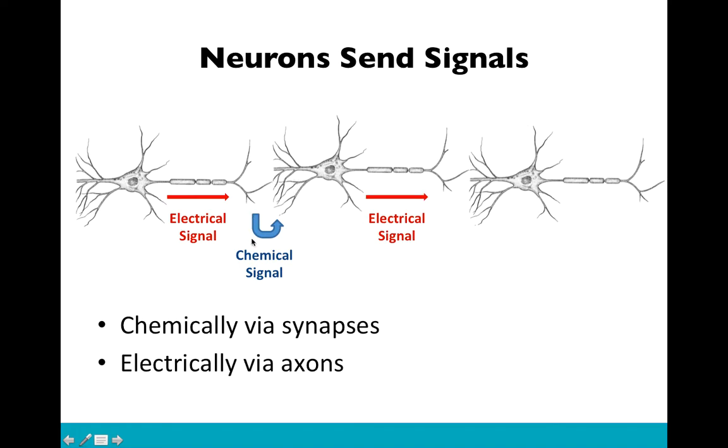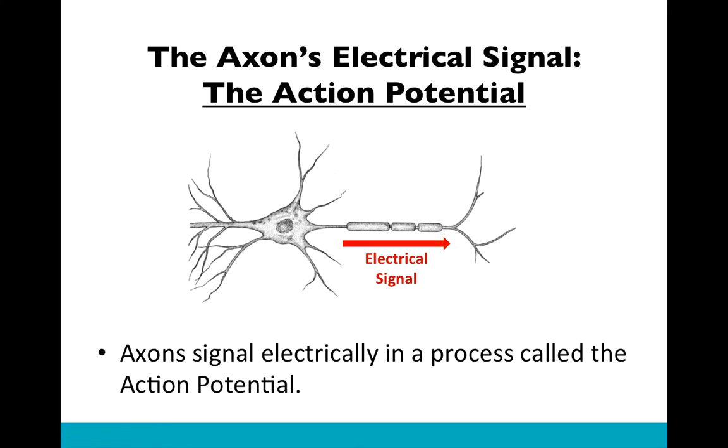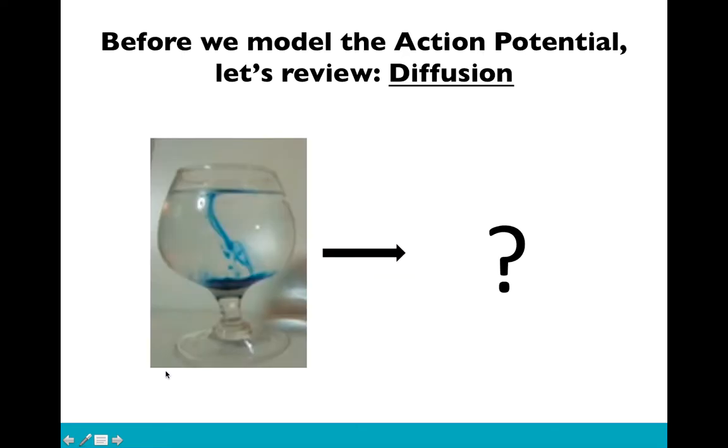So it uses a chemical signal to pass to another neuron, and then this neuron propels the signal electrically, and another signal is sent to an adjacent neuron chemically. The axon's electrical signal is called the action potential. Before we talk about the action potential, we need to review diffusion.